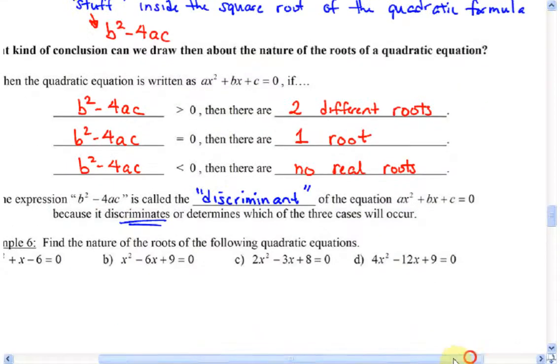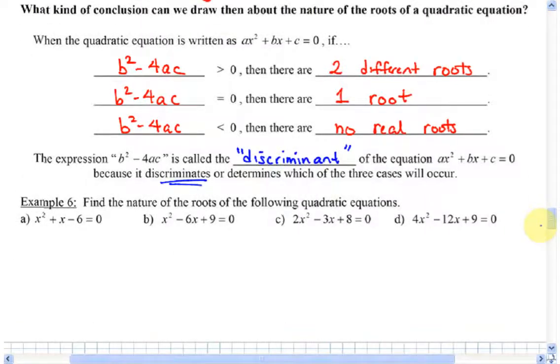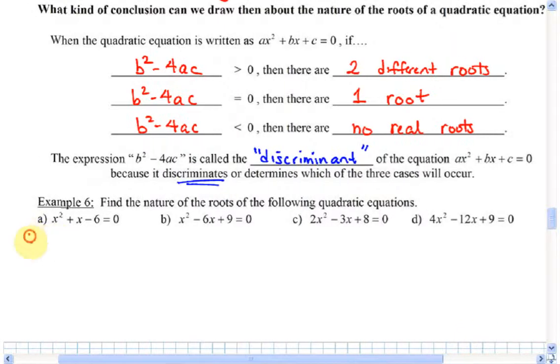Okay, let's take a look at example number 6. Tell me the nature of the roots. I want you to tell me if there's two roots, one root, or no roots, but I don't want you to actually solve it. I don't want you to use the whole formula. What's a quicker way of figuring out the roots? I want you just to evaluate b squared minus 4ac. Let's do the first one together here.